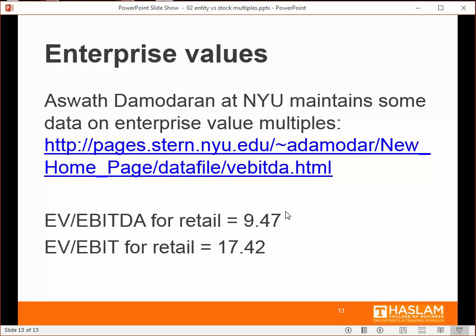Some of the enterprise value multiples that he maintains would be, for example, enterprise value to EBITDA. So that would be total enterprise value. He would look at an industry, look at the total equity, look at the total debt, divided by EBITDA, and then average it for the retail industry, and that would be 9.47. He also has an enterprise value to EBIT ratio, and for the retail industry, that works out to be 17.42. And so that would be a way of using an enterprise value multiple for valuing another company that didn't happen to be publicly traded.